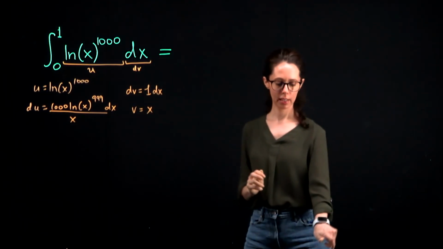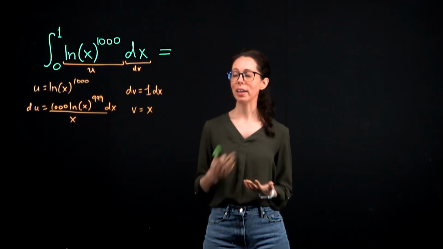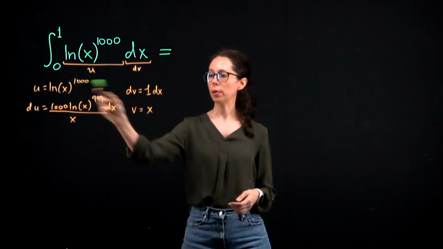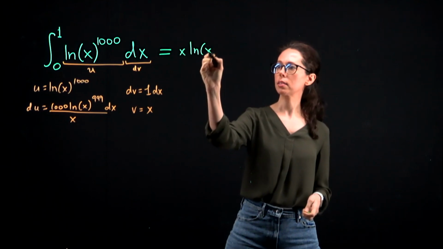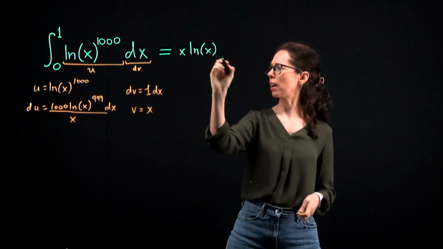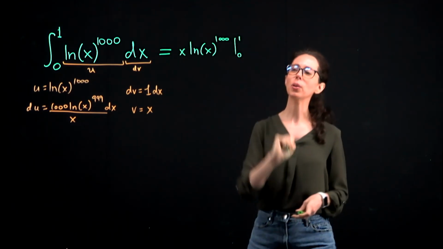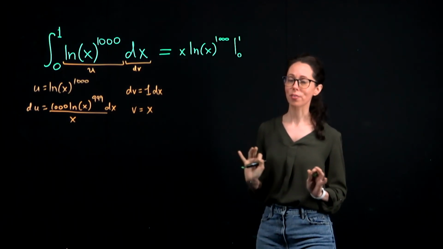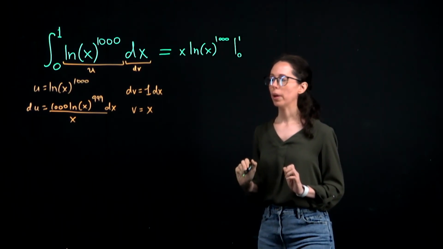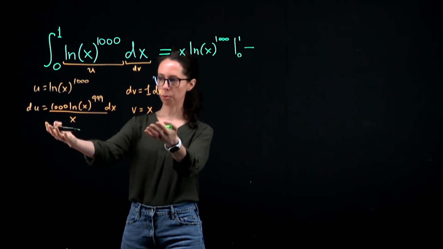Now that we've broken this integral up into pieces with integration by parts, let's apply the method. So u and v together, I'll write this as x times natural log of x raised to the 1,000th power. And then we will evaluate that at 0 and 1, where we have to be careful at 0 because natural log of 0 is not defined. Then we will have minus the integral from 0 to 1 of this product.